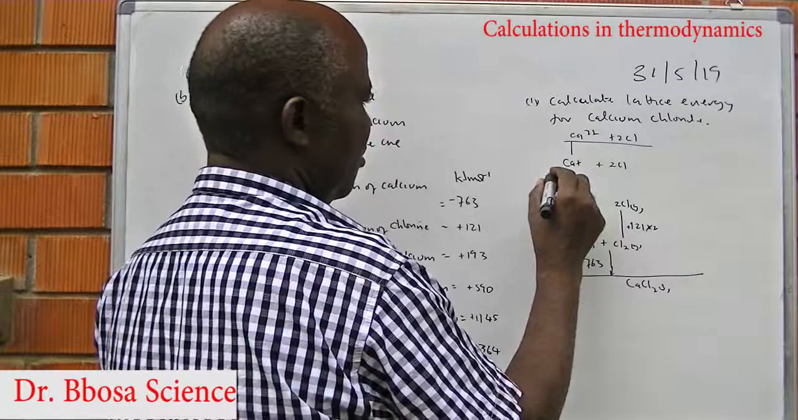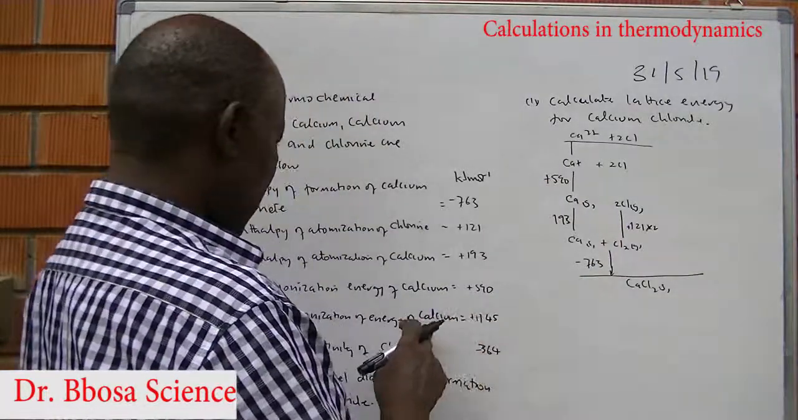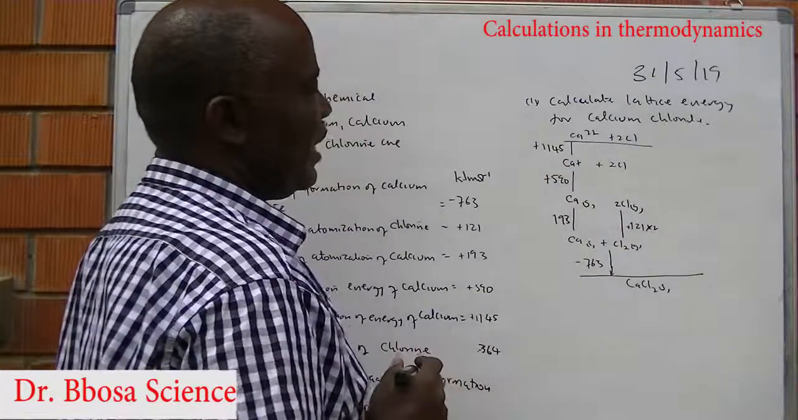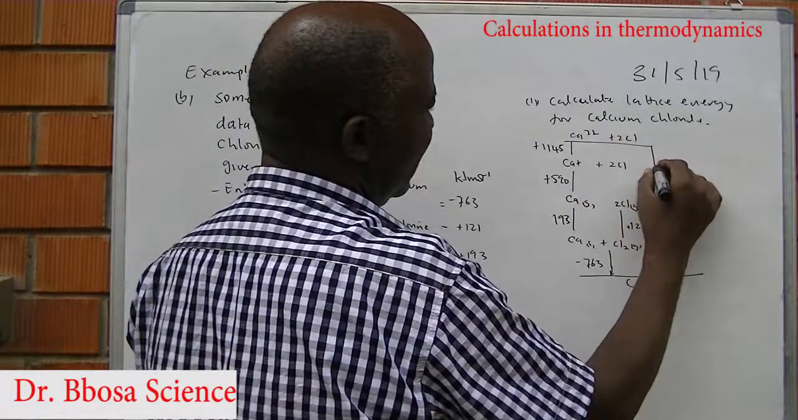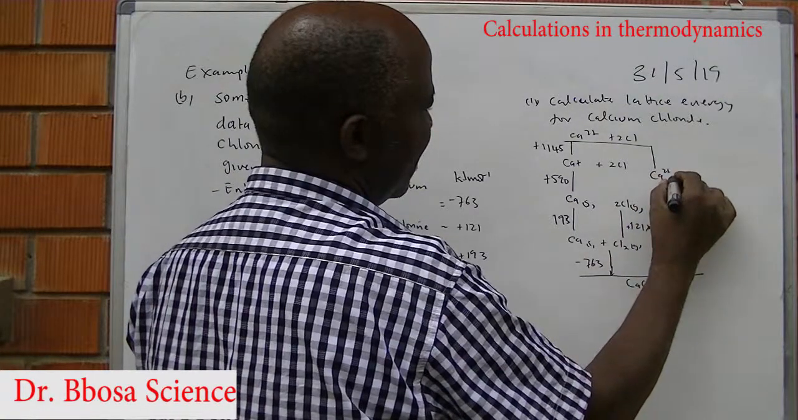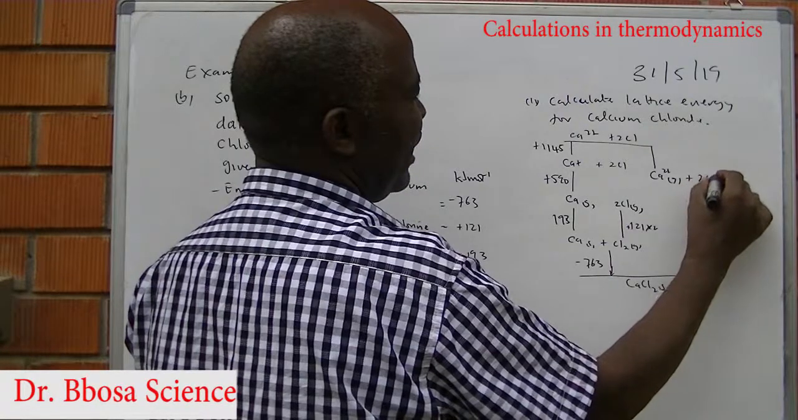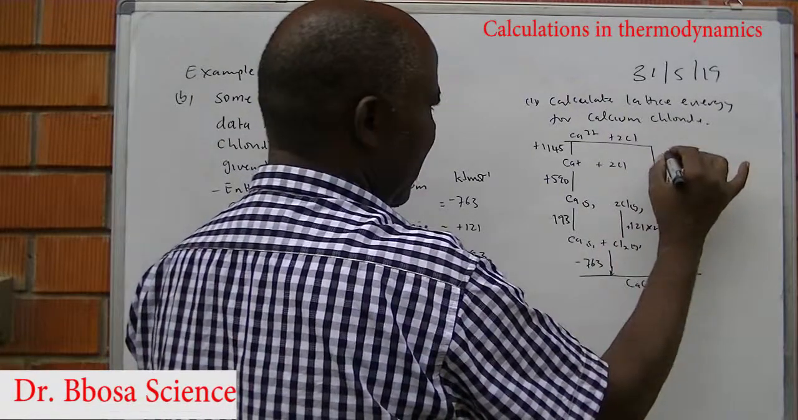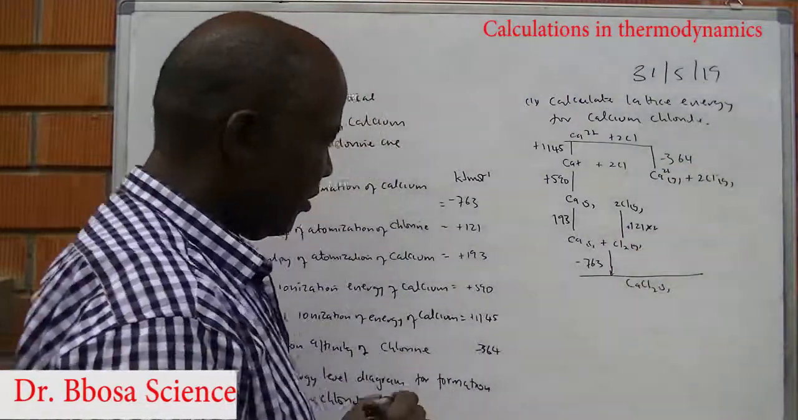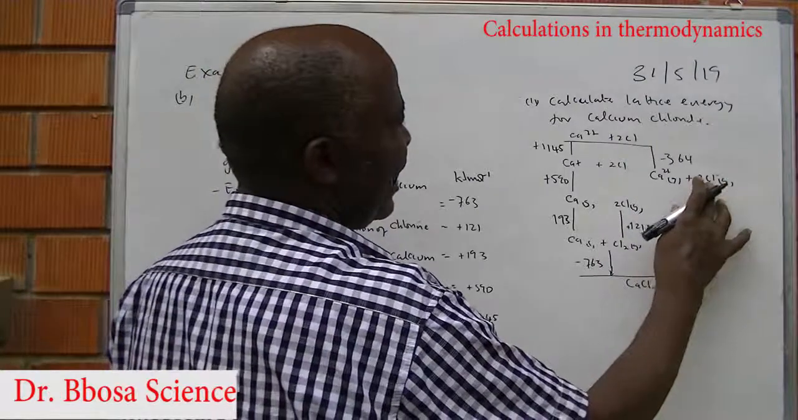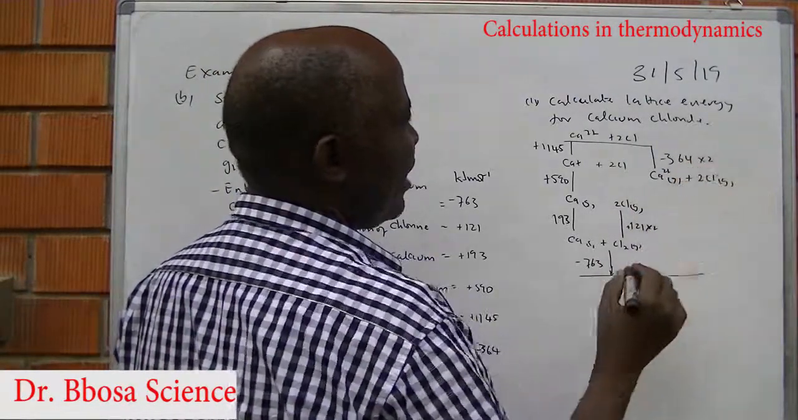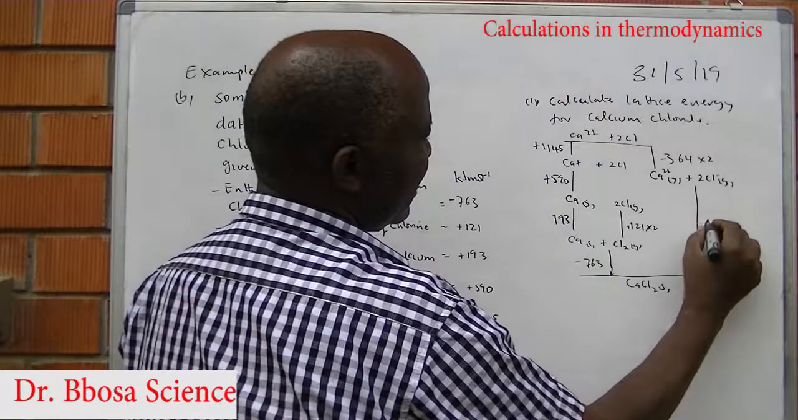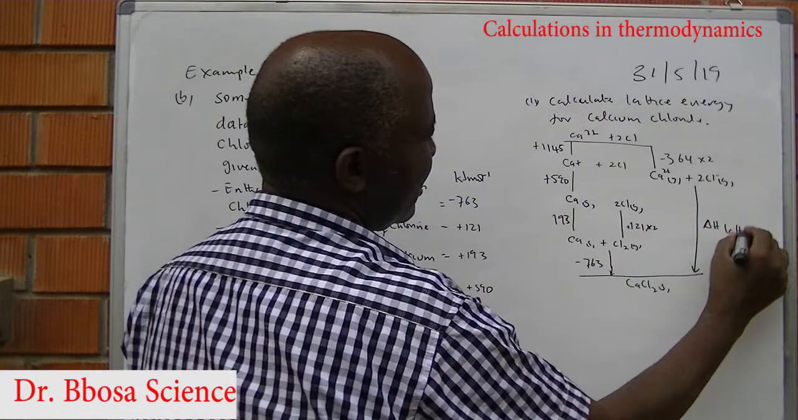First ionization energy is +590. Second ionization energy is +1145. Then electron affinity of chlorine, when you get calcium 2+ gas plus 2 chloride ion gases. Electron affinity is -364, but it's per mole of chloride ion, so since there are 2, we multiply by 2. Then we get what we call the lattice energy of calcium chloride.